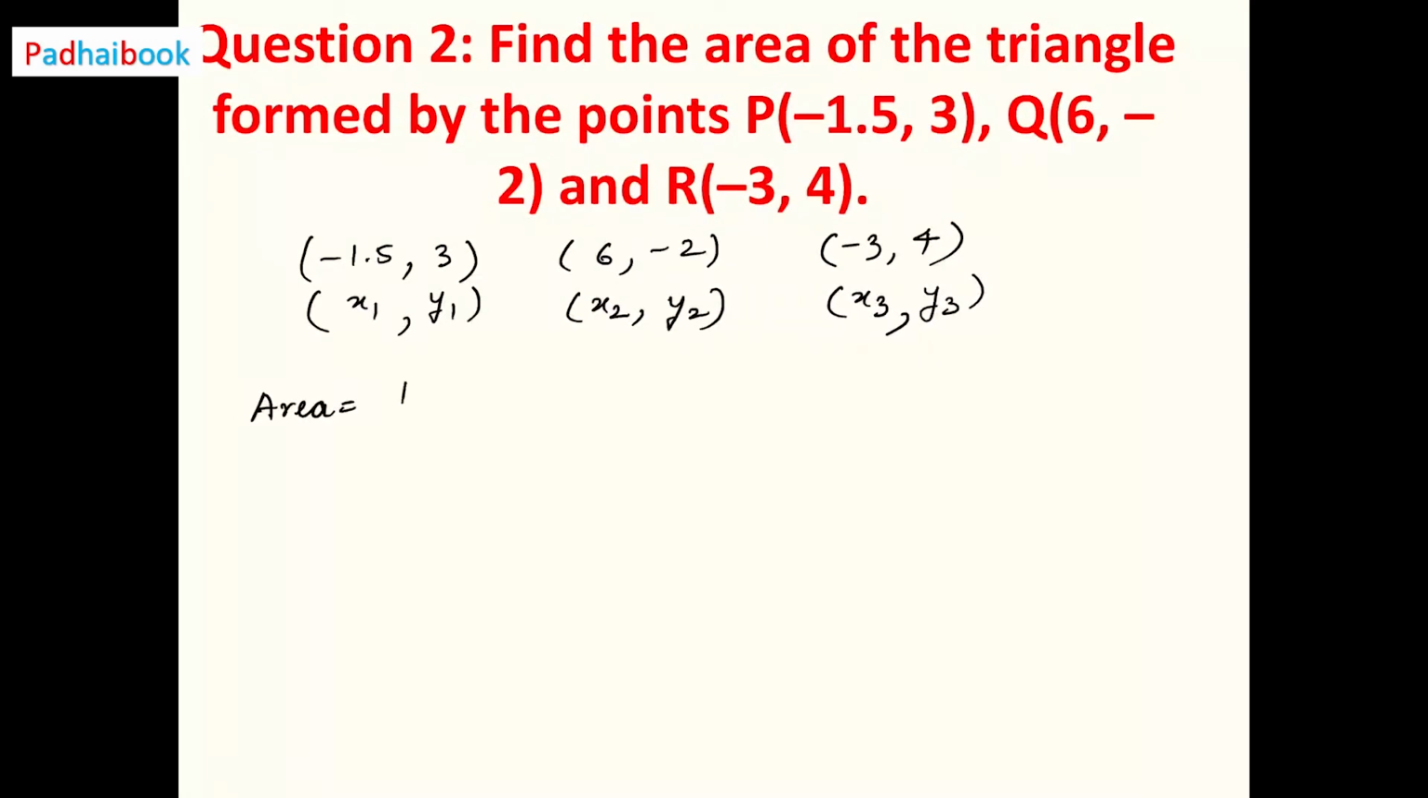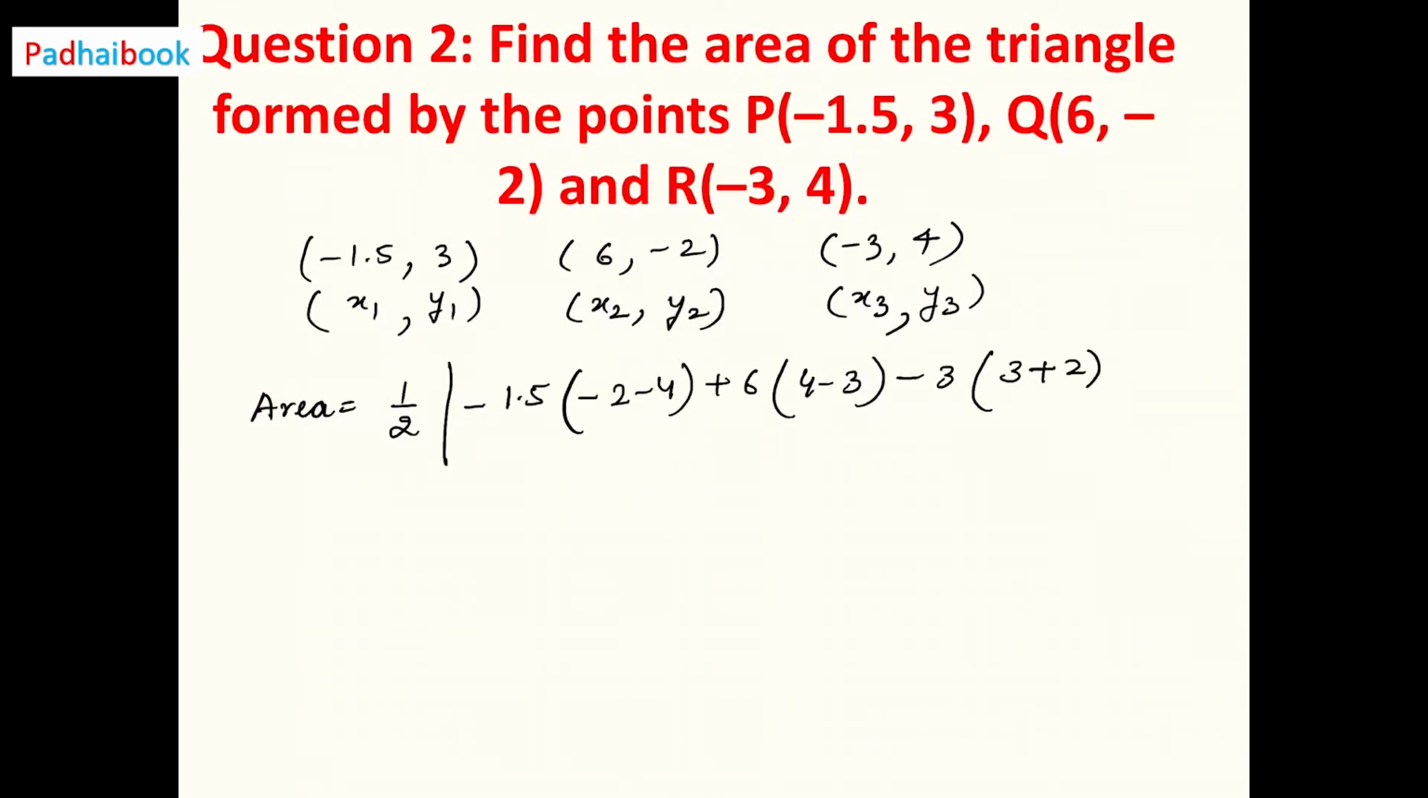So the area will be half. First I have x1, that is -1.5, so -1.5 times (y2 minus y3), so (-2 minus 4), plus 6 times (4 minus 3), and then -3 times (3 minus of -2). That means 3 plus 2. So this is half. I can write this as 3 by 2. Here it will be -6 plus 6 into 1 minus 3 into 5.